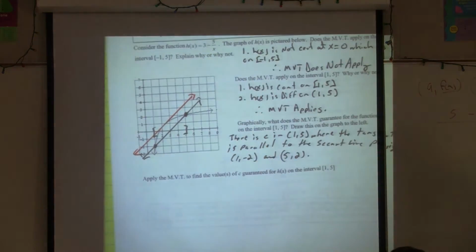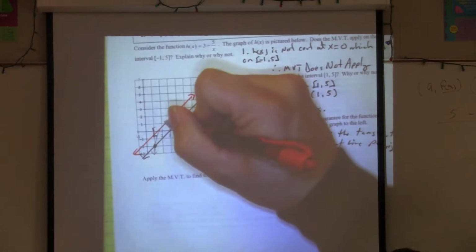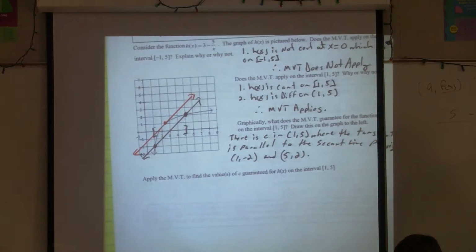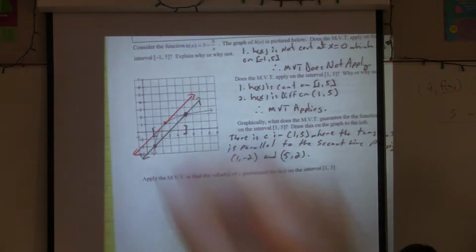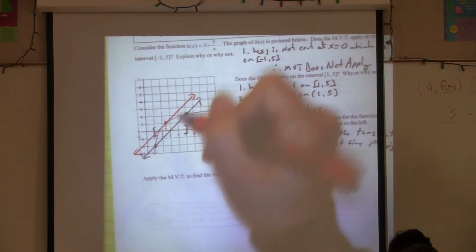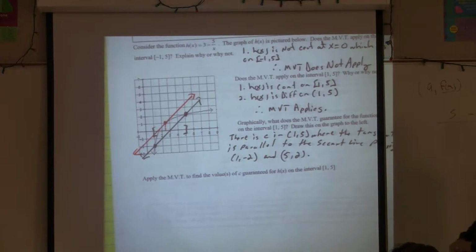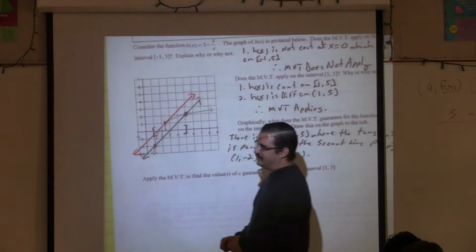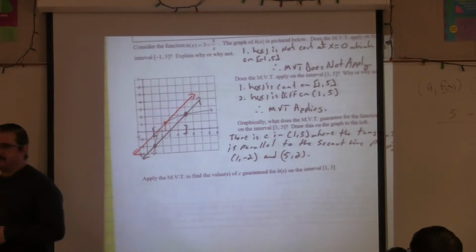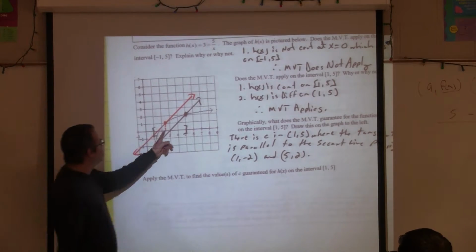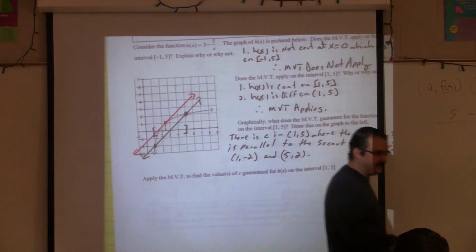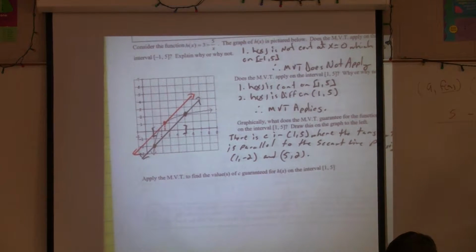So are you able to do that? Where does it seem to happen? Approximately 2.5, right? So somewhere between 2 and 3, there should be a number. And is that number between 1 and 5? Yes. So do you see how that guarantee existed?